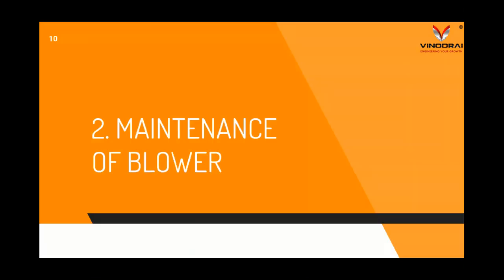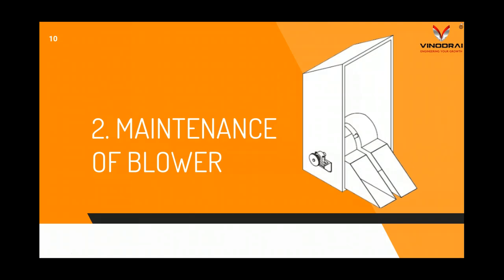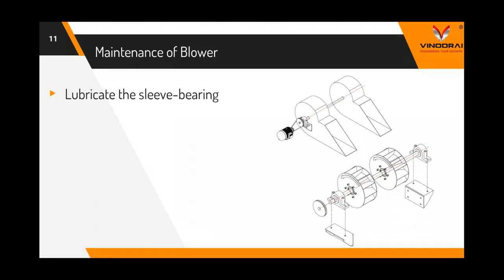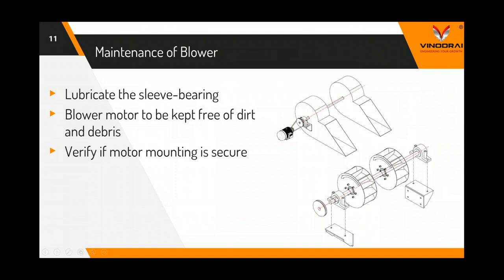Now we go to maintenance of the blower, which is the second most important part. This is one of the blower assemblies. For a smooth and vibration-free blower assembly, you should lubricate the sleeves so that the shaft runs smoothly and there's no blockage. Second, the blower motor must be kept dirt free and secured properly so that vibrations are not generated. Also, the tightness of the belt needs to be proper for the motion of the motor to be smoothly and efficiently transferred to the motion of the shaft.